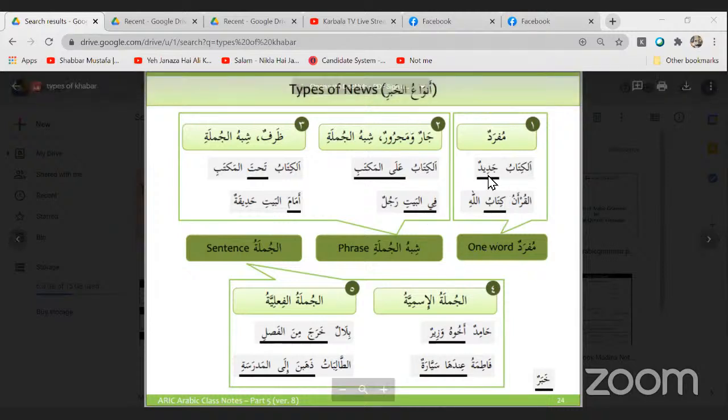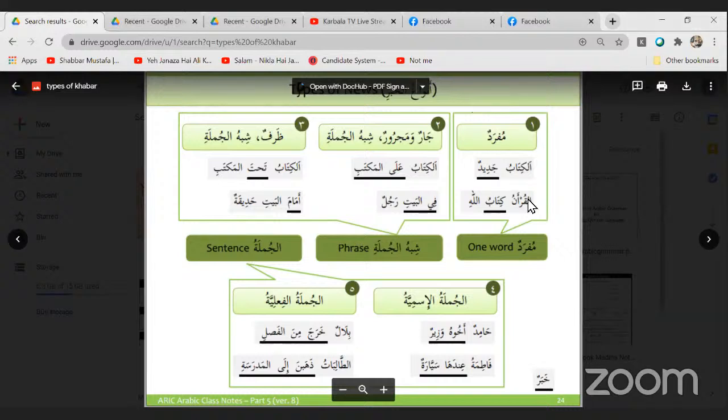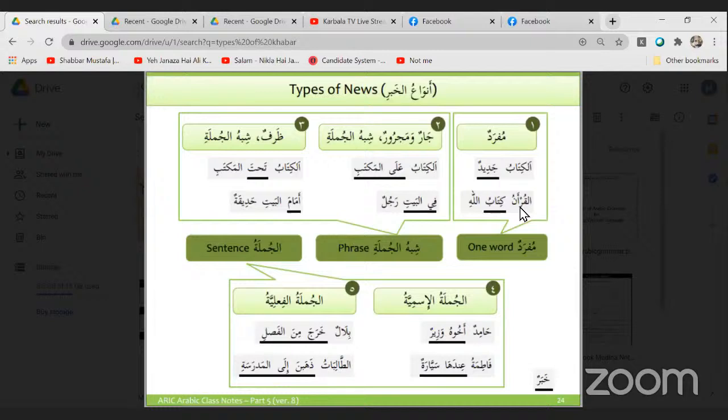Al-Kitabu jadidun. Translation, please. The book is new. Al-Qur'anu Kitabullahi. The Quran is Allah's book. Allah's book.